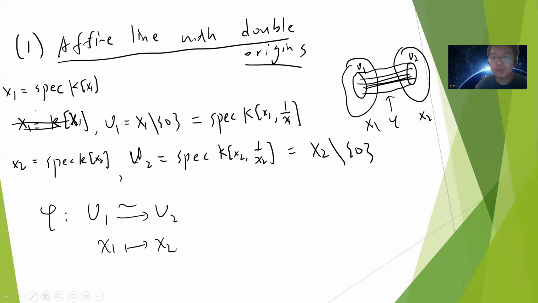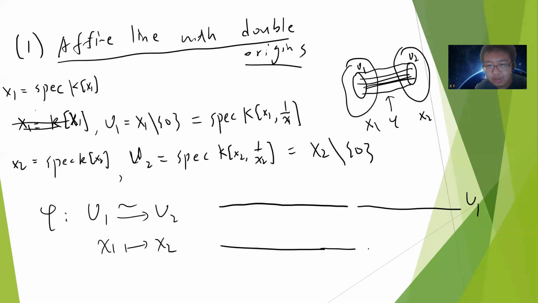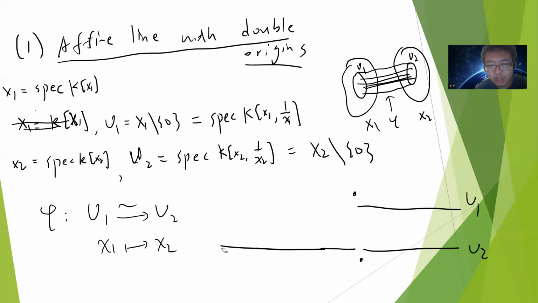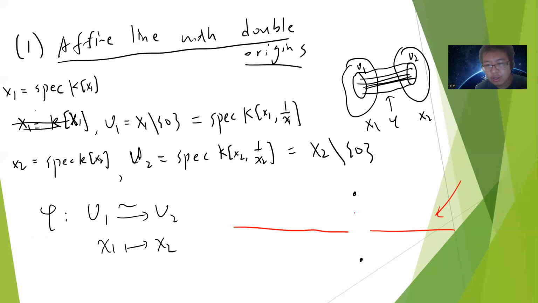So this is so simple. This is our U1, and this is our U2. X1 has its origin, X2 has its origin, and then you do the gluing of these 2. Now they become the same thing, so you get an affine line, but with double origin.